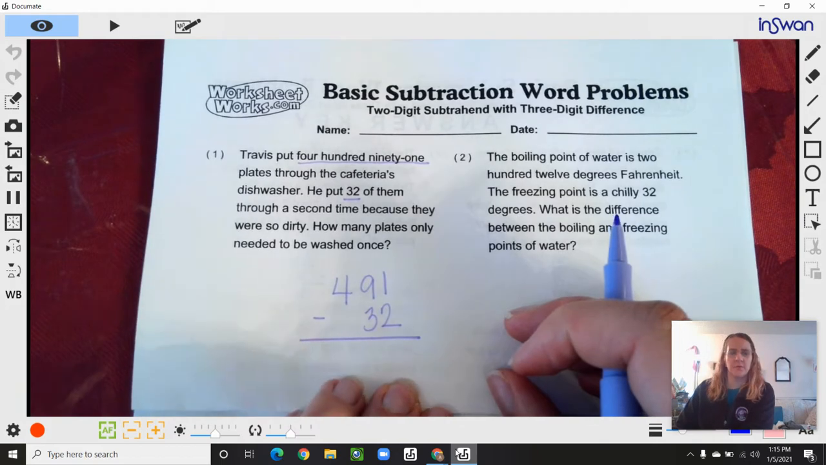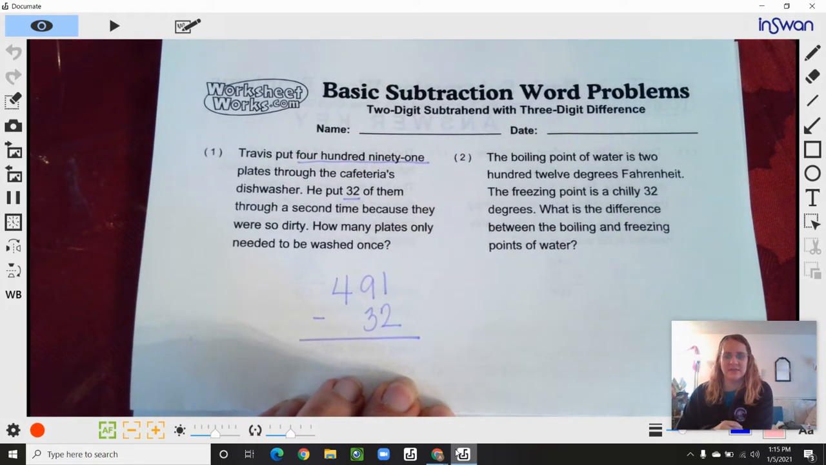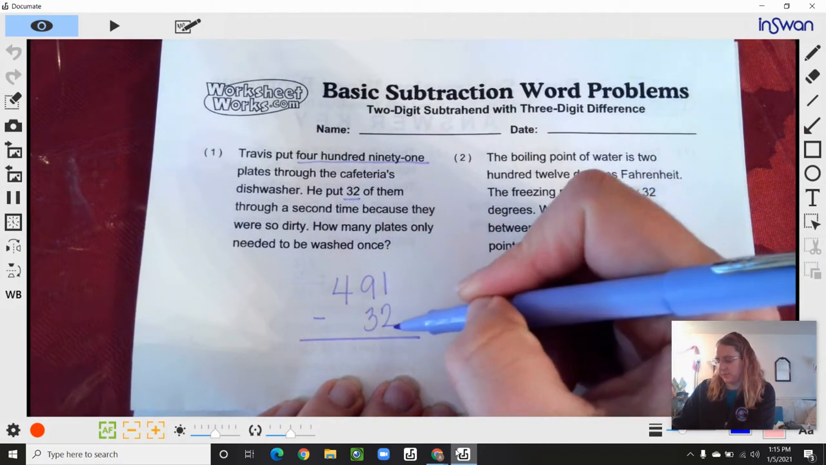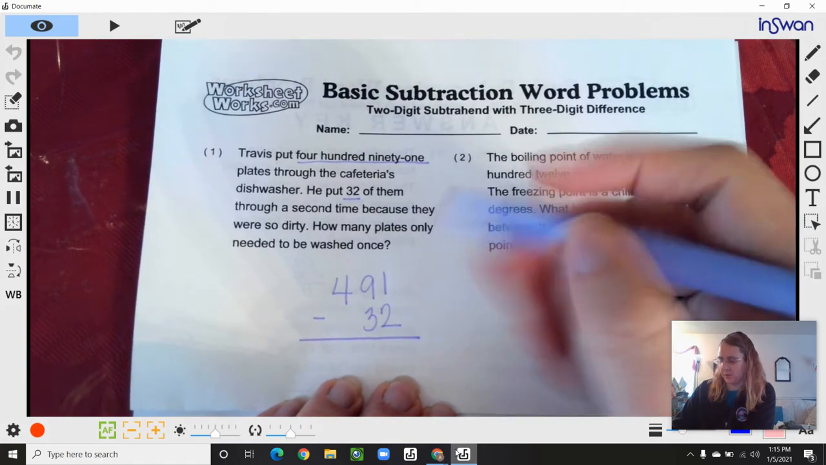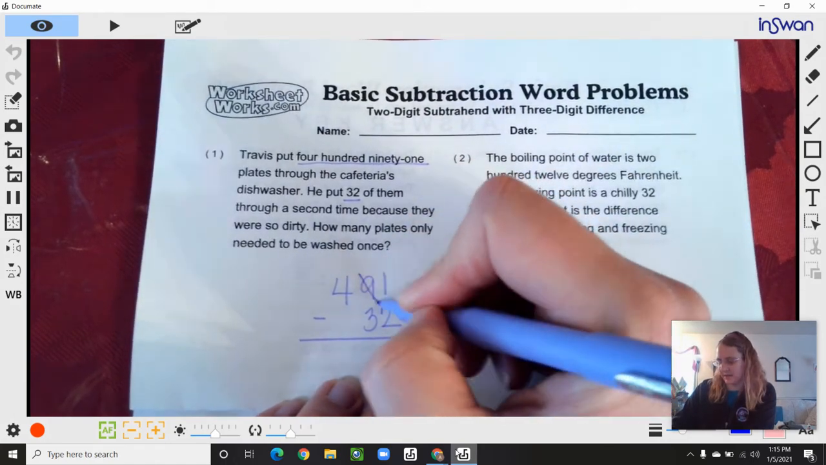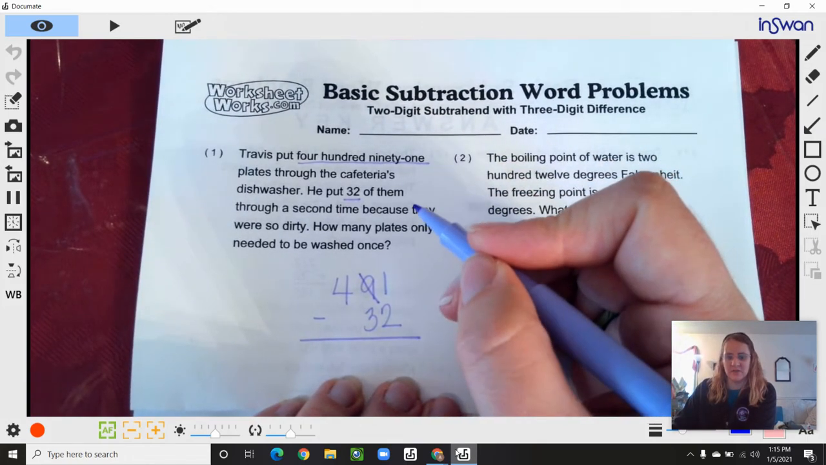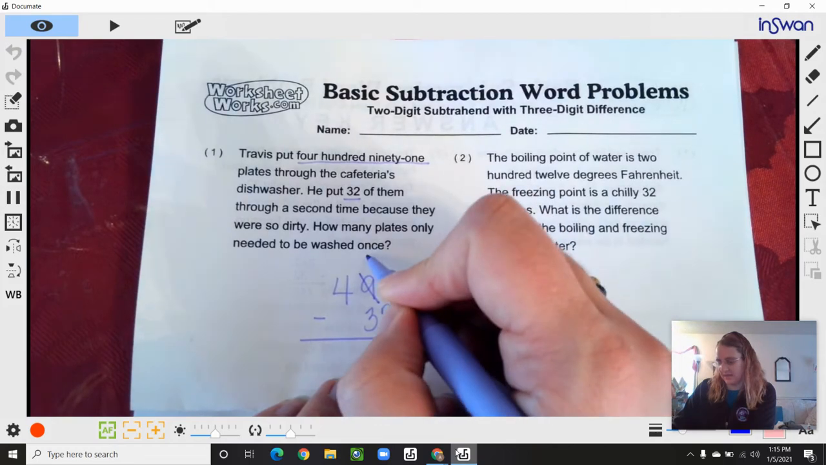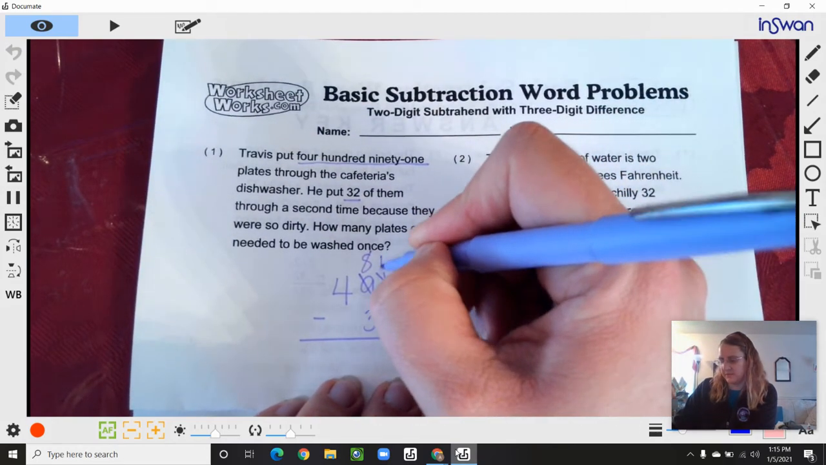Okay, so remember, we always start subtracting in our ones column, and we need to look and see if we have more on top or more on the floor. So on this problem, I have more on the floor. I need to go next door and take 10 more. So I've got a bigger bottom, borrow. So I'm going to take from the 9. I'm taking a 10 away from the 9. So the 9 is going to become an 8. And I'm adding that 10 to the 1. So the 1 becomes an 11.